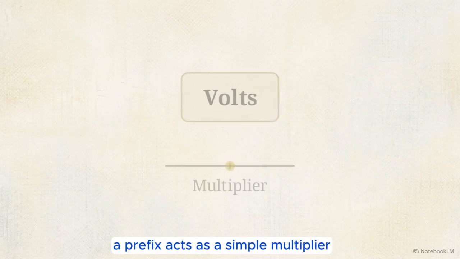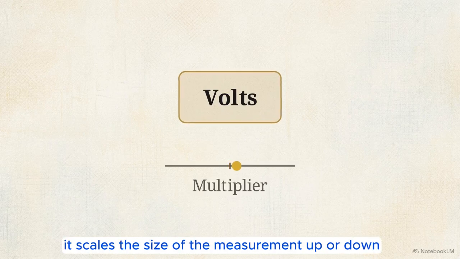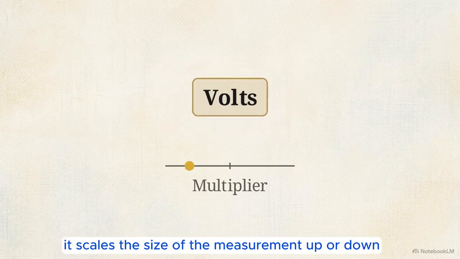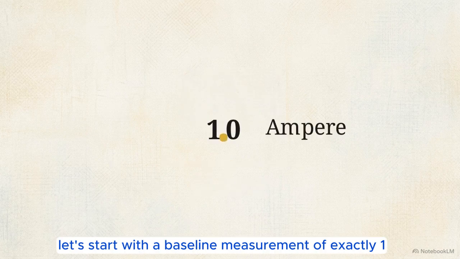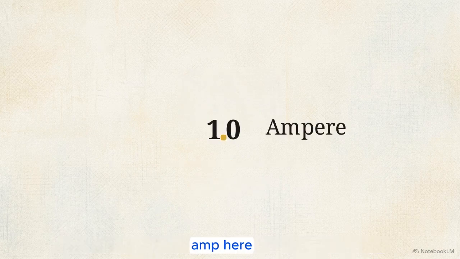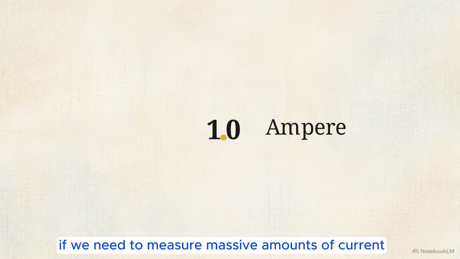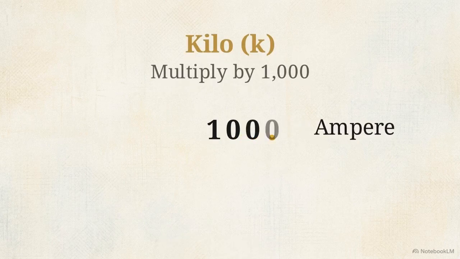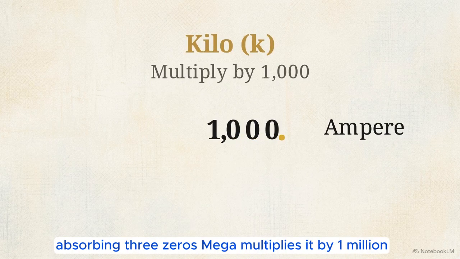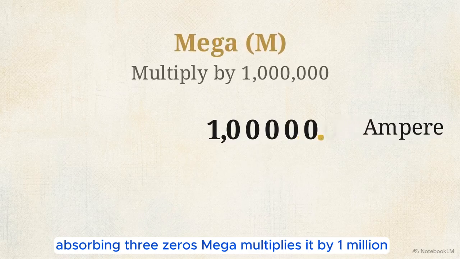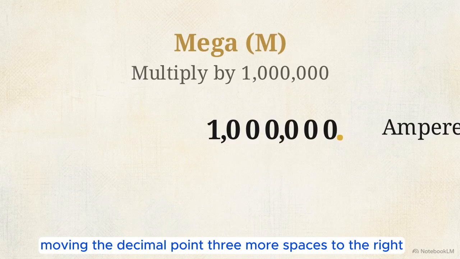A prefix acts as a simple multiplier. It scales the size of the measurement up or down without changing the base unit itself. Let's start with a baseline measurement of exactly 1 ampere. If we need to measure massive amounts of current, we can zoom out. Adding the prefix kilo multiplies that value by 1,000, absorbing 3 zeros. Mega multiplies it by 1,000,000, moving the decimal point 3 more spaces to the right.